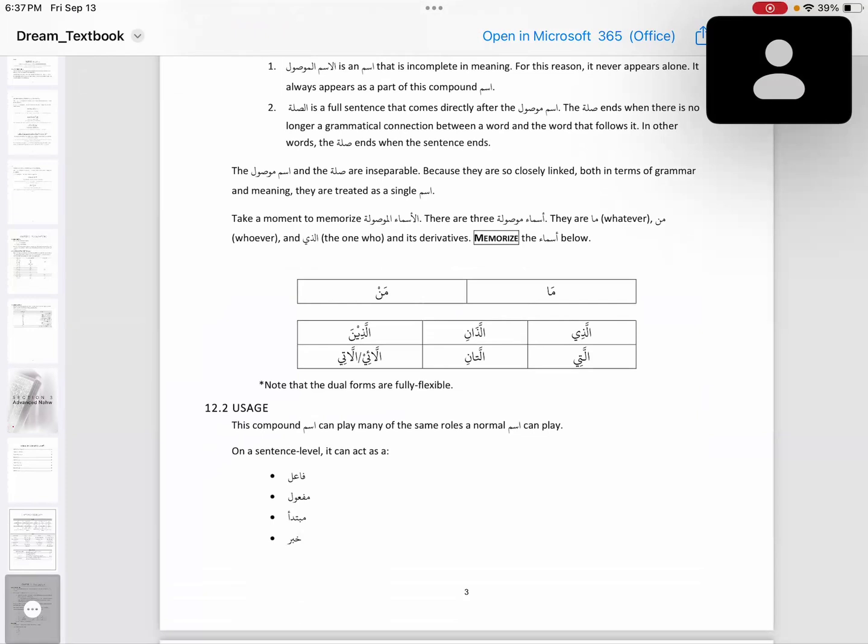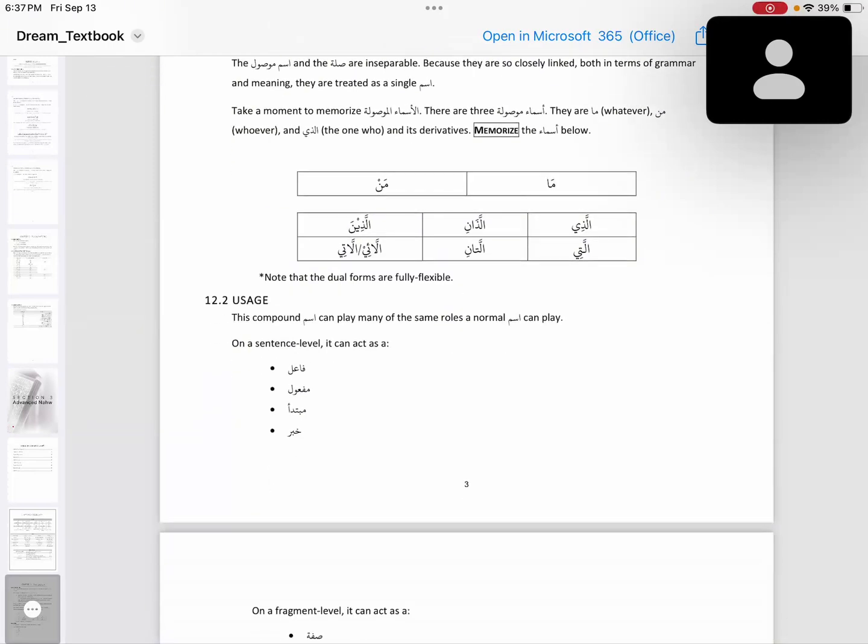We must remember allazani and allatani are fully flexible. The rest are non-flexible.